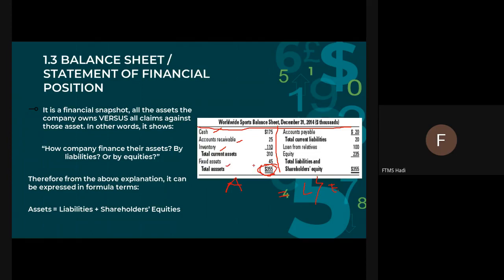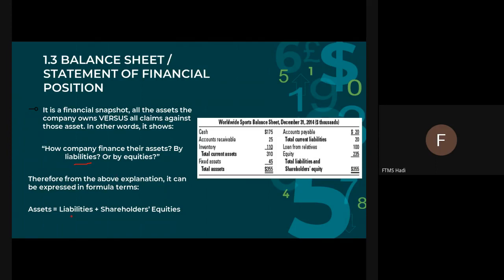But the question here is, where do they get this money from, to buy this $355 of assets? Either from liabilities or from equity. So if you ask me whether liability or equity is better, for me equity is better, because you don't have any commitment or financial obligation. You are selling shares, so there is no element of debt. With liabilities, you have some elements of debt. No matter whether the company is good or bad, even leading to bankruptcy, you still need to pay the loans. That is the problem with liabilities.